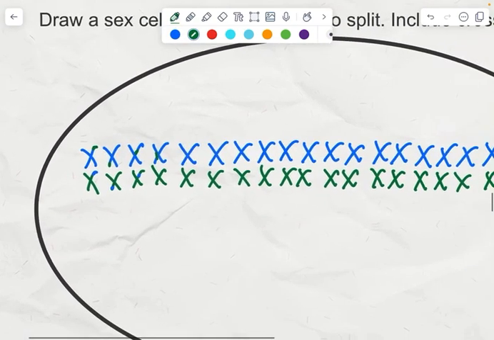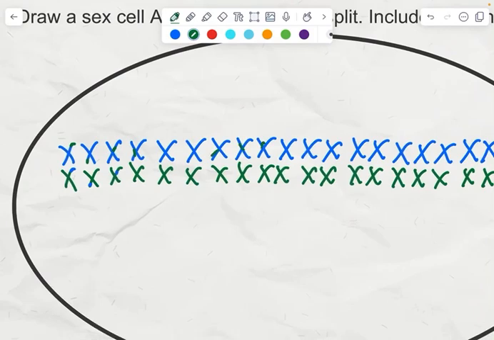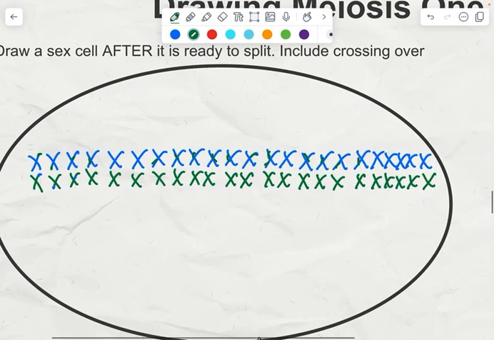So just go through, add some green to your blue. Doesn't have to be super perfect, just get the idea. And then go add some blue to your green.